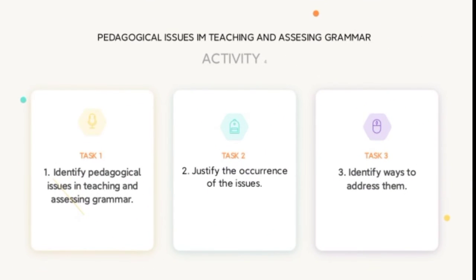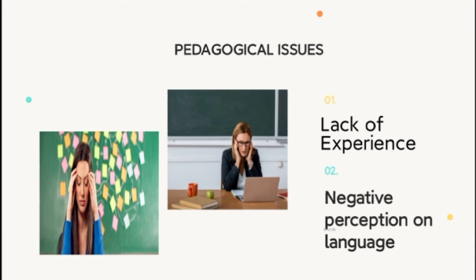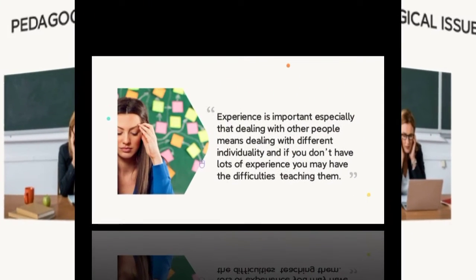So let's come now to the given activity. Task 1 is to identify pedagogical issues in teaching and assessing grammar. The second is to justify the occurrence of the issues, and the last is to identify ways to address them. So I have here two issues. The first one is lack of experience, and the other one is the negative perception of the language.